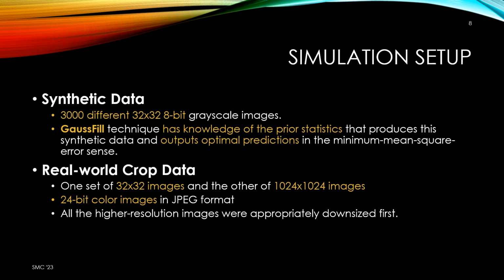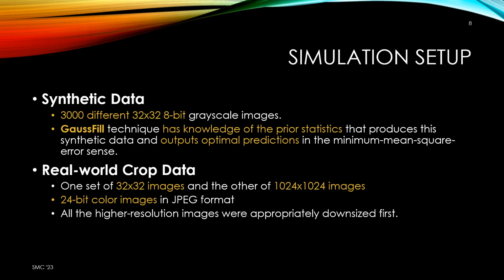Now, for the simulation work, we have 2 types of data that we have used to validate our technique. First is the synthetic data that we have created by ourselves on our computers. That contains 3000 images of size 32 by 32 pixels, and these are 8-bit grayscale images. Now, GaussFill is the process that we use to find the optimal solution. It has the knowledge of prior statistics that produces the synthetic data, and it can output the optimal prediction in the minimum mean square error sense. So it will basically predict something that will have the least error with the ground truth.